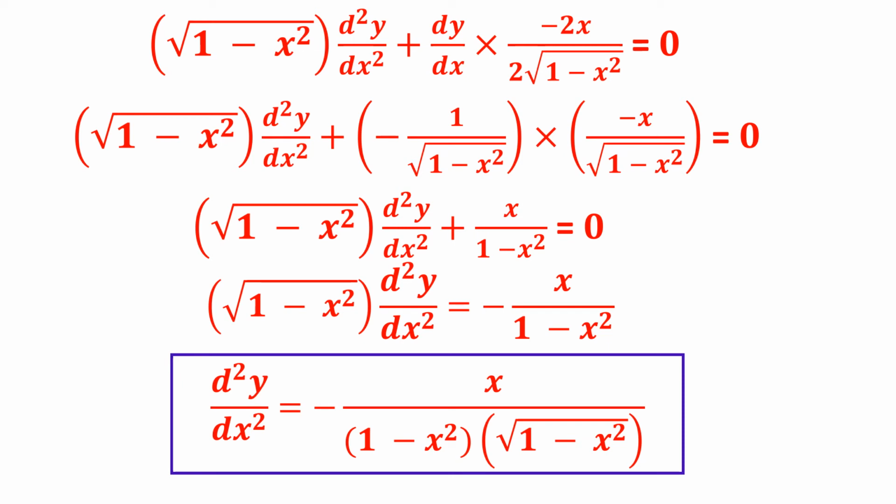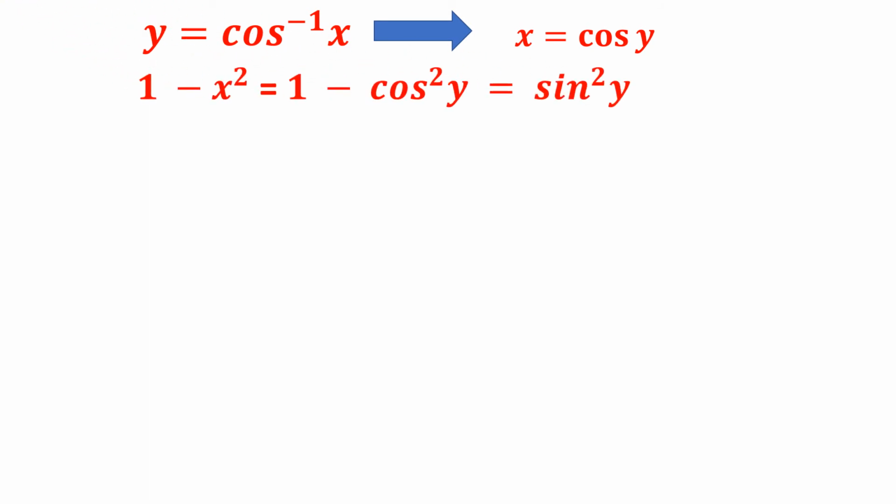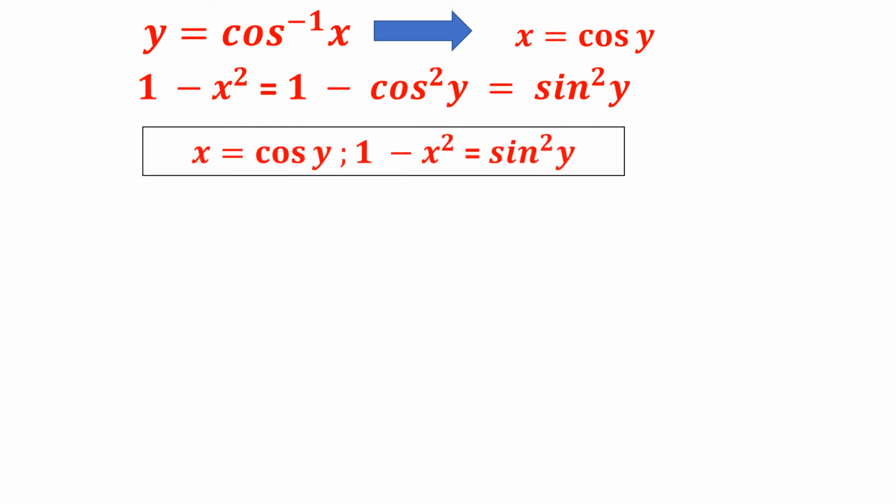Now, this is not the final answer. You want to give the final answer in terms of y. The right hand side is totally in terms of x. Let us see how to do it. It has been given y is equal to cos inverse x. We know that by inverse trigonometric function idea, x is equal to cos y. What will happen when x is equal to cos y? 1 minus x square will be 1 minus cos square y, that is sin square y. Therefore, we got two ideas now: x is cos y and 1 minus x square is sin square y.